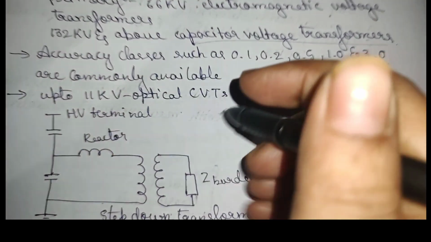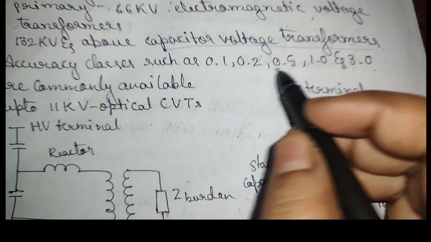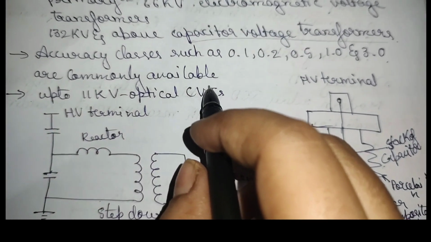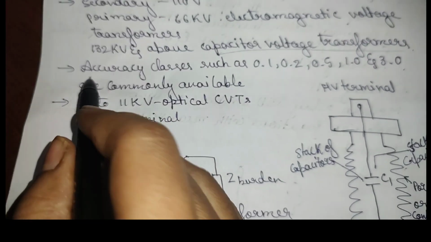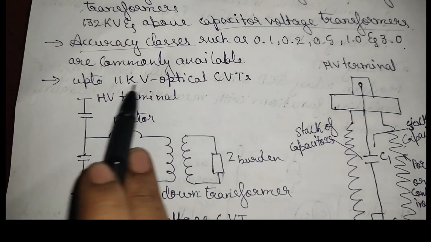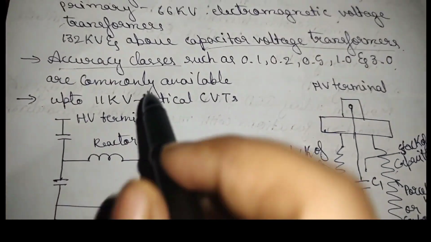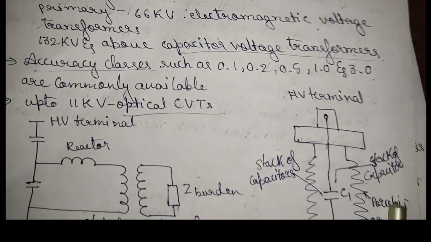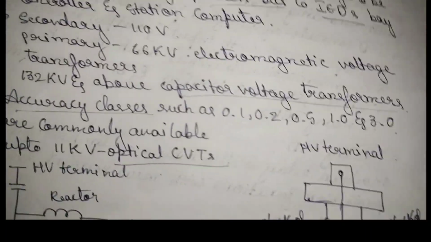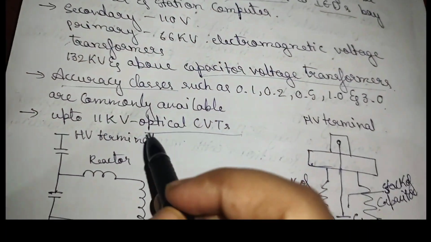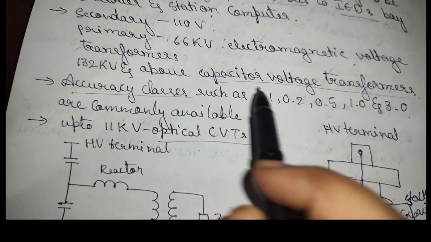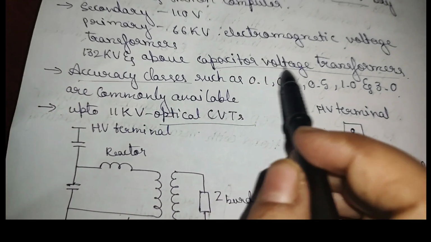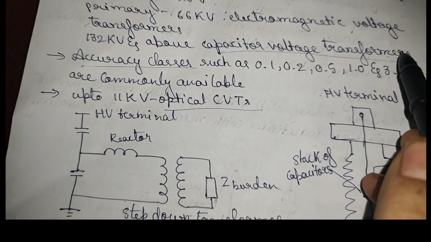Accuracy classes such as 0.1, 0.2, 0.5, 1, 3 are commonly available. Up to 11 kV, optical CVTs are used. Above 11 kV, electromagnetic voltage transformers are used, and for 132 kV and above, capacitor voltage transformers are used.